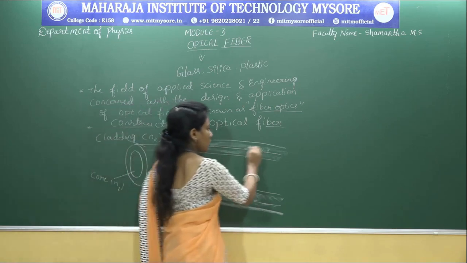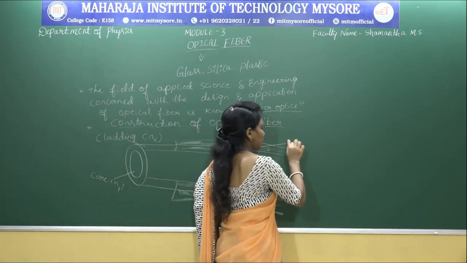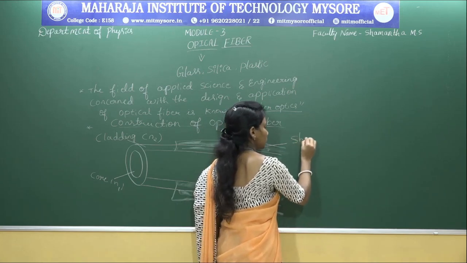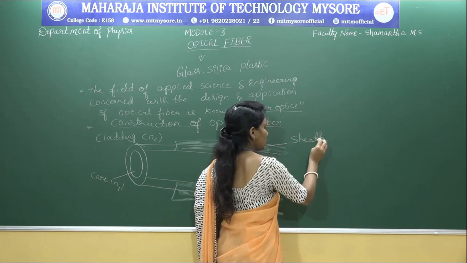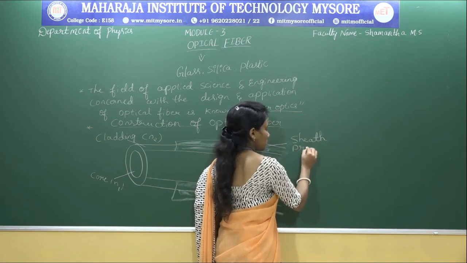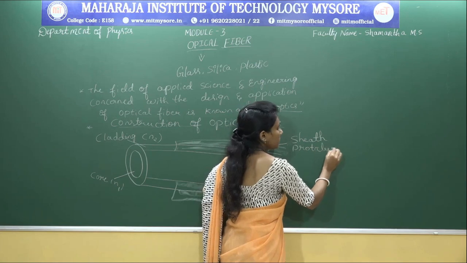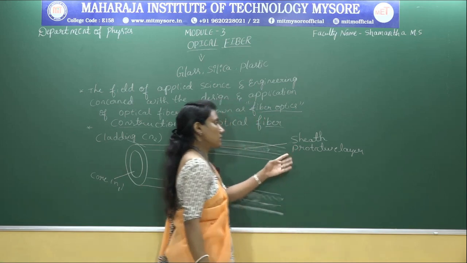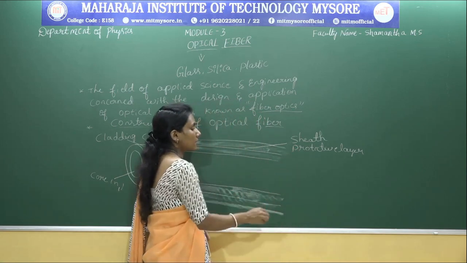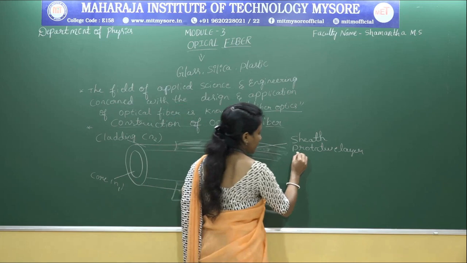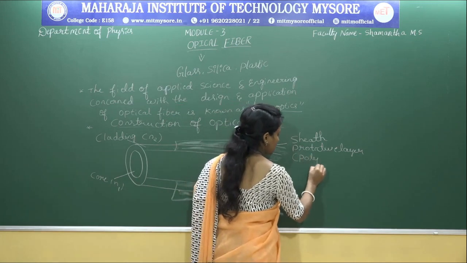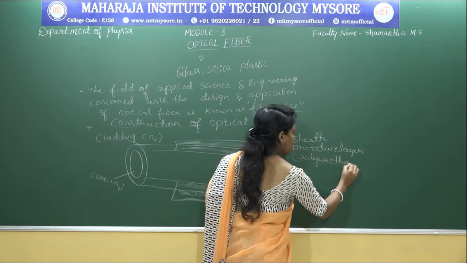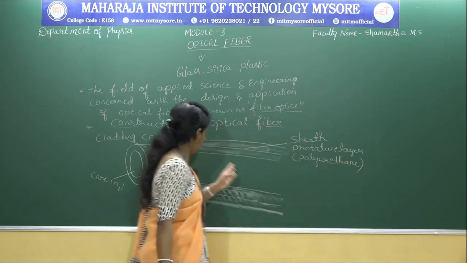So that is called a protective layer. Sheath, protective layer. So this is the outer layer, the sheath, that is a protective layer. It is made up of polyurethane.